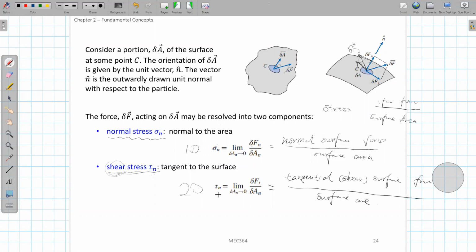Which means that for this tau, it's basically all the vectors tangential to a point on the surface. I hope you understand what I'm talking about, right? So if I take the tangent on this surface here, usually you can draw a plane here. Anything on this plane will be tangential to this surface.